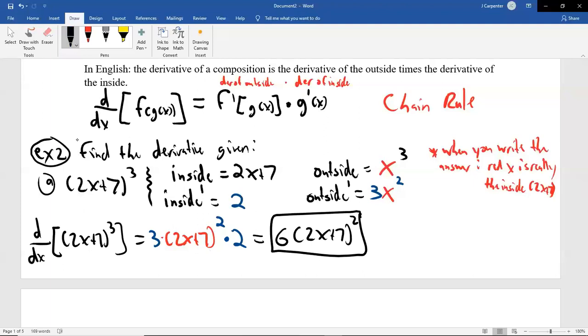Now, sure, you could take the 2x plus 7 and multiply it by itself and FOIL it and then distribute the 6. But here's the thing. The original problem was written with a parentheses and an exponent. We tend to like our answers in a similar format. So I would say this is a better format than expanding everything with all that extra multiplication. I'm not saying it would be wrong. I'm just saying this is likely a better format.